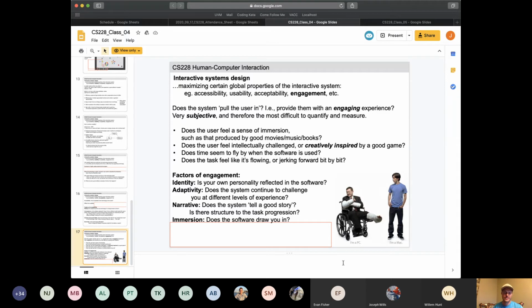And then, does the task feel like it's flowing or jerking forward bit by bit, right? When you're doing something, does the next thing follow after it, or does it feel like you're jumping around from task to task and really having to do these context switches? What you're really trying to avoid is being jerked forward. All of you have done programming, so think of programming something and then you have to stop because someone asks you a question, and then you go back to programming.